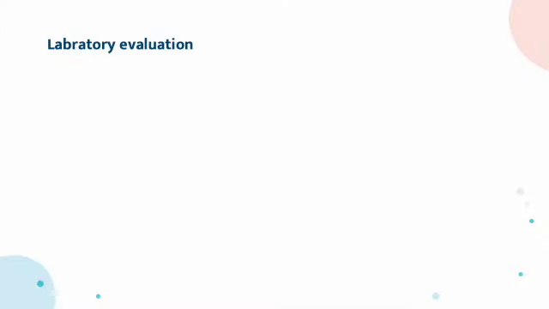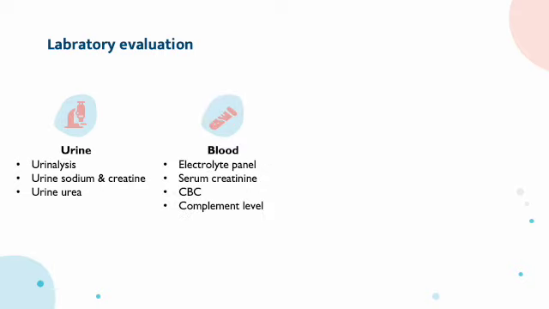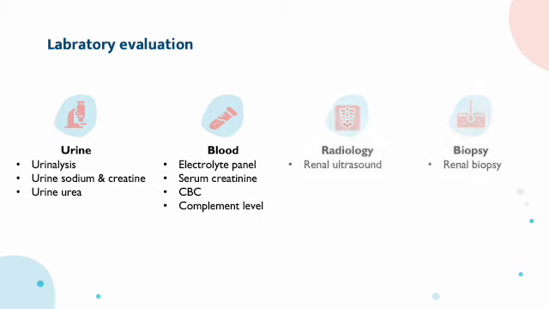For the laboratory evaluation, we need to send samples from urine to check for urine analysis, urine sodium, creatinine, and urine urea, and from blood to check for serum creatinine level, electrolyte level, and CBC. Complement level depends on our underlying cause. Other additional investigations include renal ultrasound and renal biopsy only if indicated.